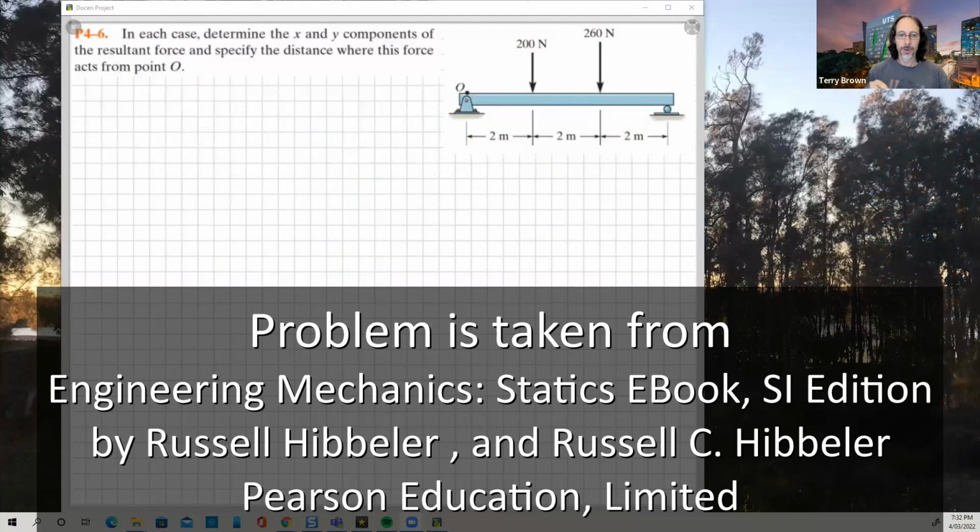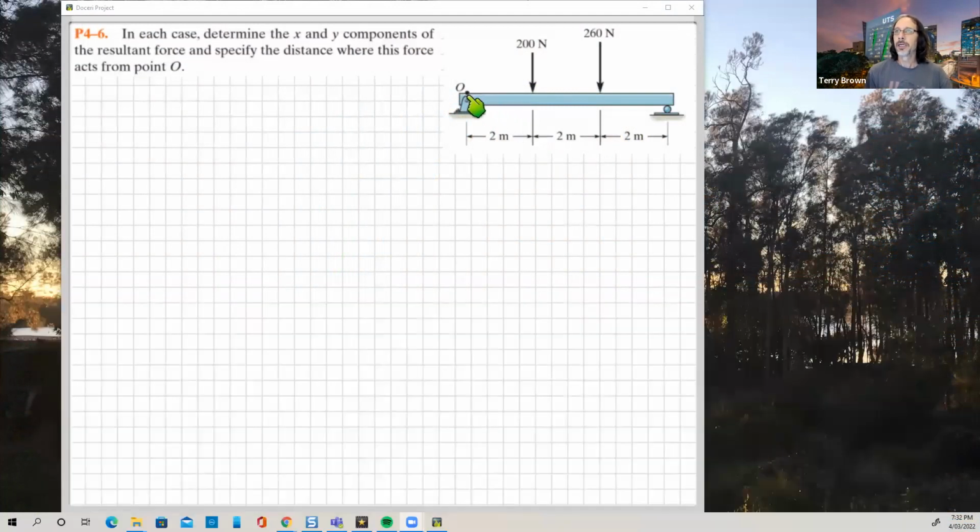Okay, so here's the problem that we have. We've got a beam simply supported at each end, but that's not important for this particular problem. What is important is that we've got two forces here and the locations of those forces, and the problem is to determine the x and y components of the resultant force and specify the distance where this force acts from point O.